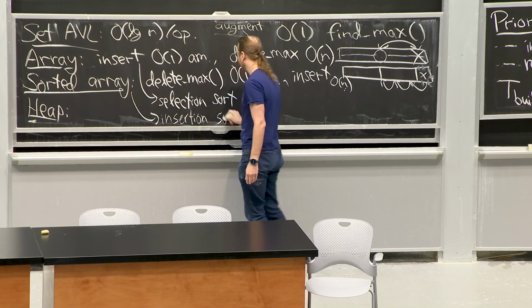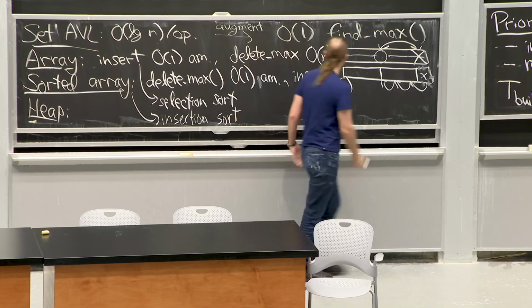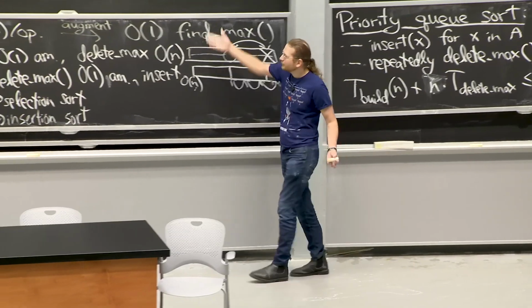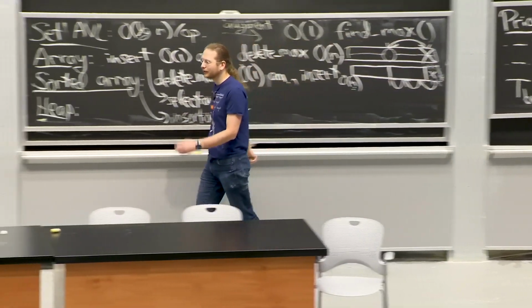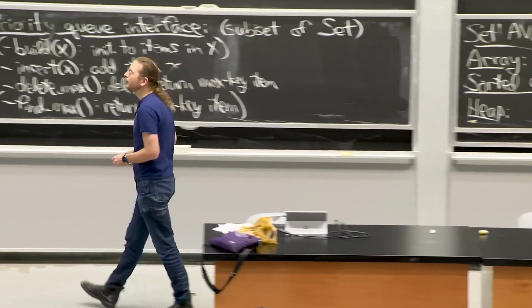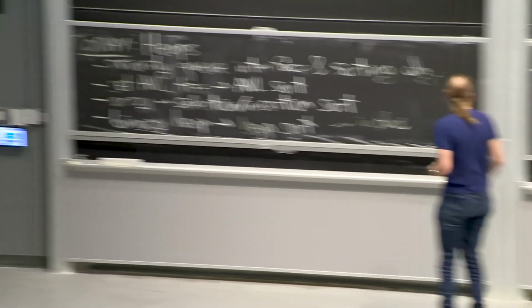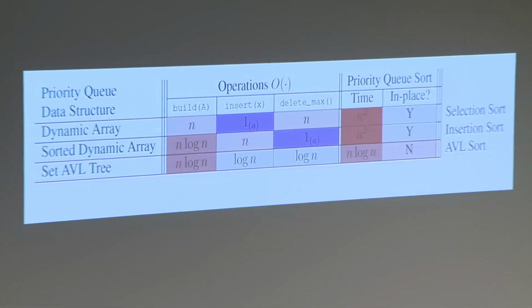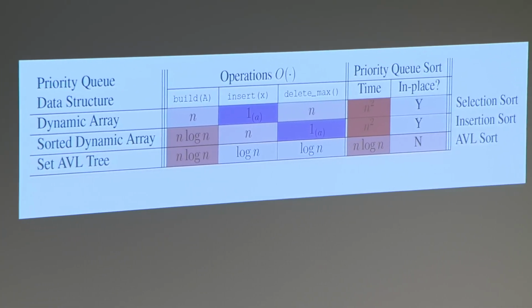OK, kind of cool. This is a unifying framework for 3 sorting algorithms that we saw before. We didn't actually talk about AVL sort last time, but it was in the notes. And so that is the right part of this table. Of course, these array data structures are not efficient. They take linear time for some of the operations, so the sorting algorithms are not efficient. But they're ones we've seen before, so it's neat to see how they fit in here.